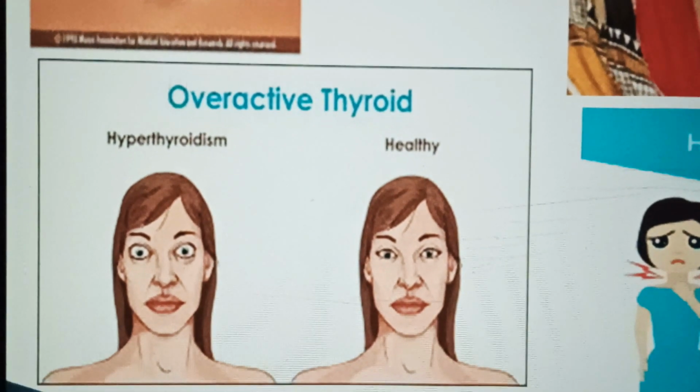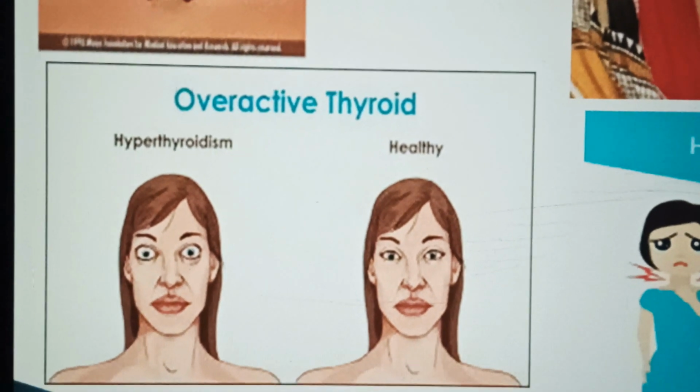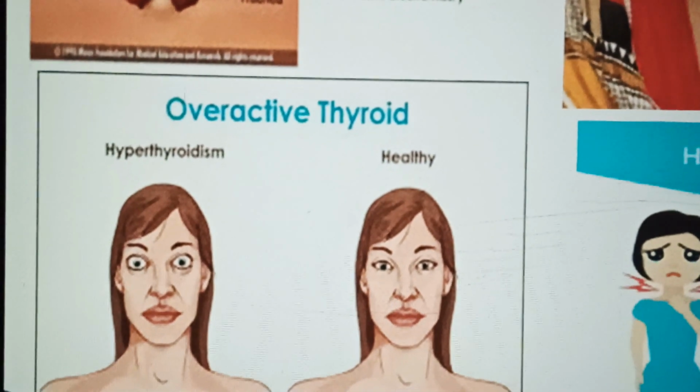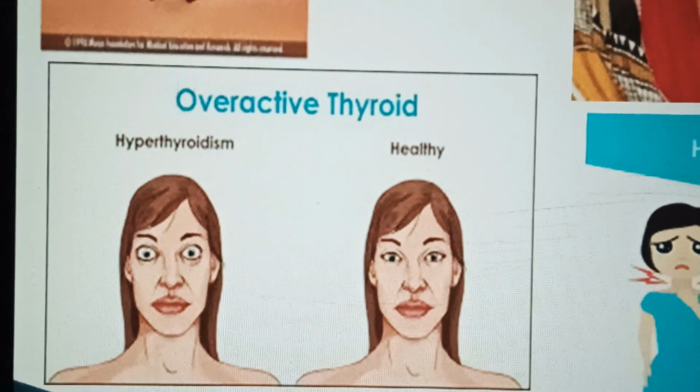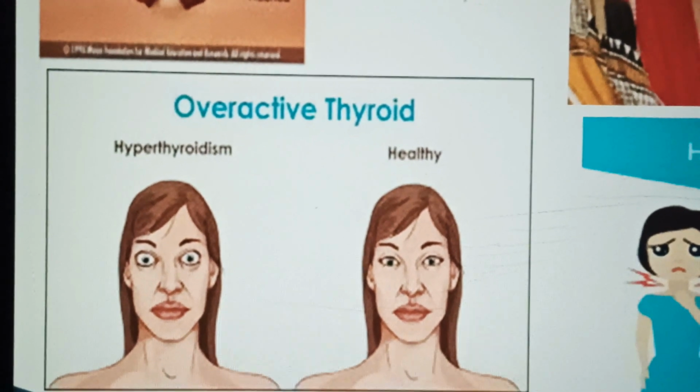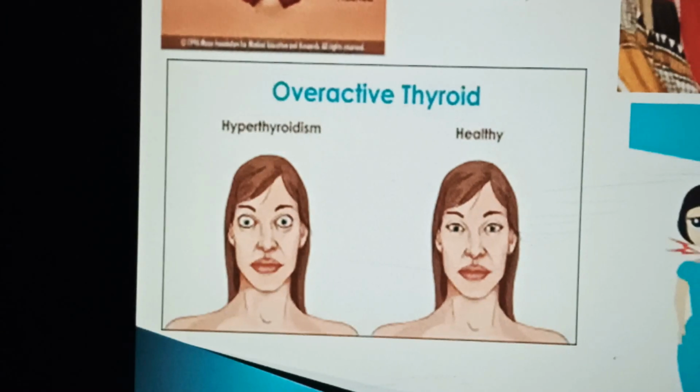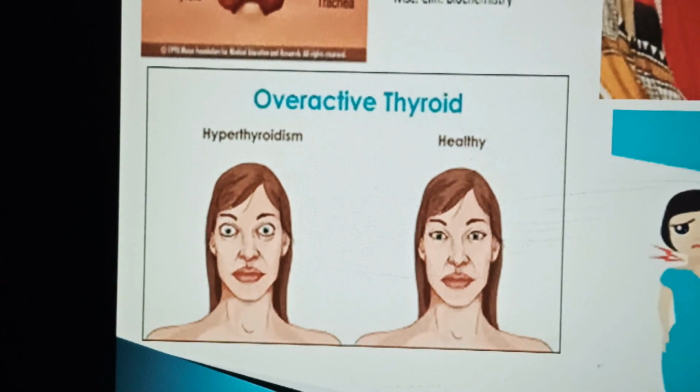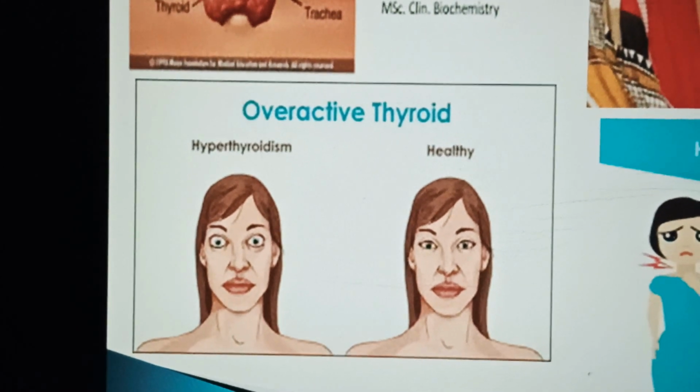Hypothyroidism is caused by the underproduction of thyroxine. It is characterized by low energy production in the body and slowing down of heartbeat. Hyperthyroidism is caused by the overproduction of thyroxine.